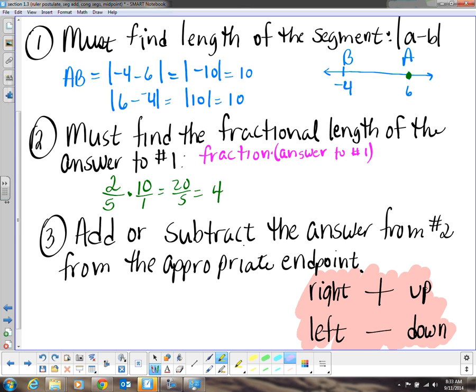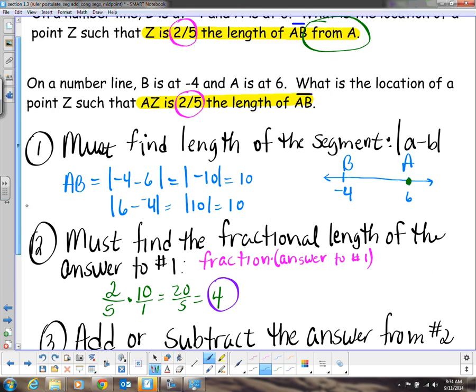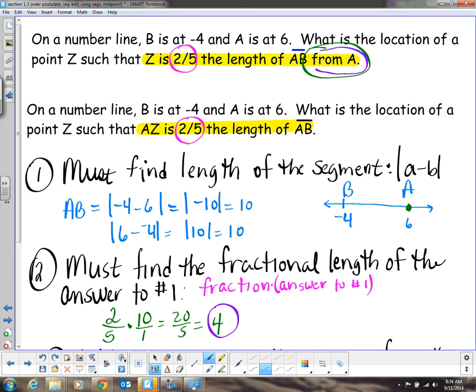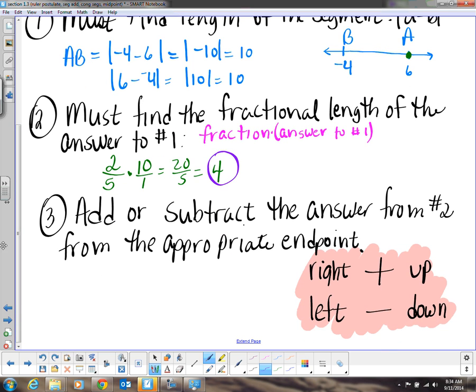And you all told me we had to subtract, not add, because we have to move to the left. So what does this mean? Add or subtract the answer from number 2, that would be 4, from the appropriate endpoint. What's the appropriate endpoint? What did it tell us? From A. Now, how else could it be worded? Look at this. AZ. Here is A. Z is going to be somewhere here because A is with Z, it's from A. If that had been BZ, it would have been from B. So it's asking the exact same thing, but in a different way.